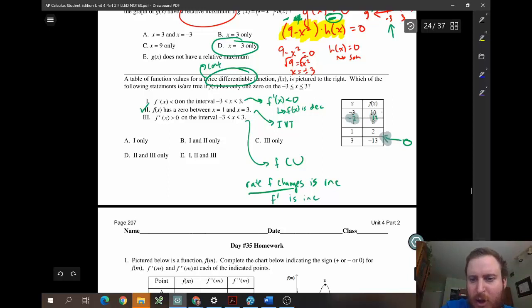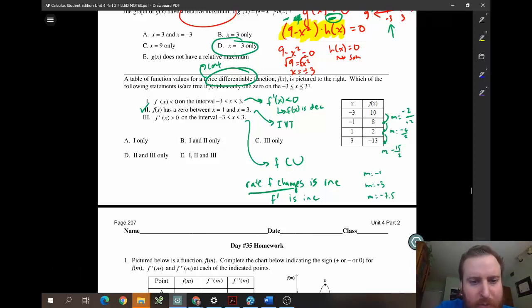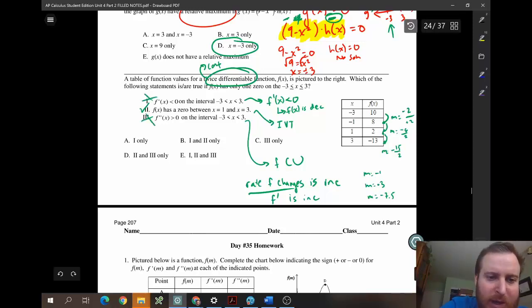So if we look at the slopes, from 10 to 8 this goes down 2 and then over 2. From negative 3 to 1 it goes over 2, so the slope is negative 1. Then from 8 to 2, it goes down 6 and over 2, so the slope is negative 3. And from 2 to negative 13, it goes down 15 and over 2, so the slope is negative 7.5. The slopes are actually getting smaller and smaller, not bigger and bigger. So that would show concave down. But again, we don't know anything in between, so we really can't say anything about 1 or about 3.